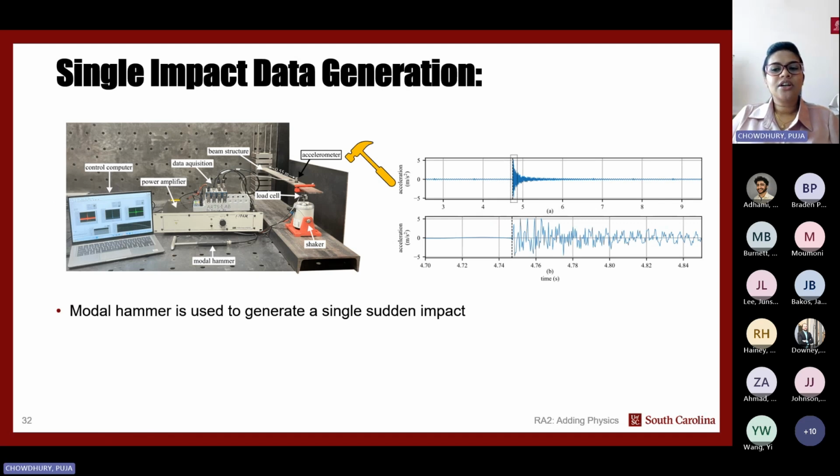Along with the previously generated data, we also generated single impact data. The overall setup of this experiment is the same as the previous setup, but there is a new addition, which is a model hammer. We add it to make a sudden impact on the beam. That's how we generate the single sudden impact. In the right-side figure, we can see this single impact data in the overall process and a zoomed, close view of that data. We generated several sets of this type of single impact data.